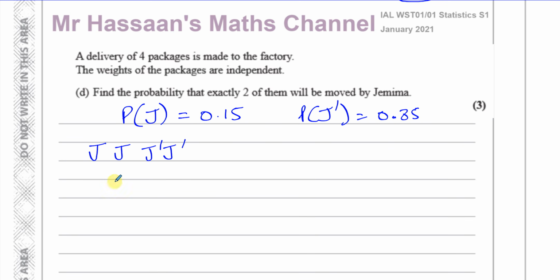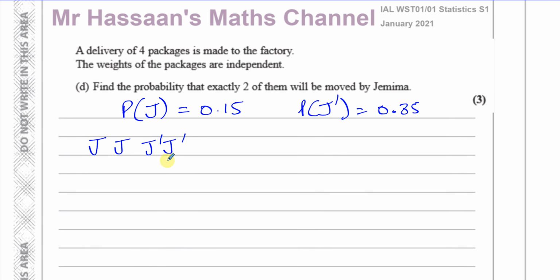Now we're going to look at all the combinations of this. All the different combinations of how to arrange these in order, so that you've got exactly 2 J's and 2 not J's. All the different ways of doing it. So let's have a look.